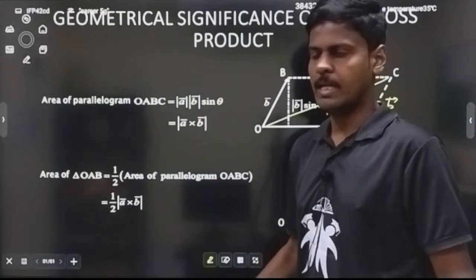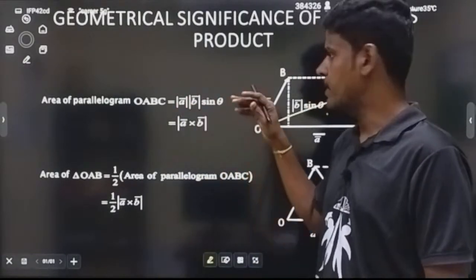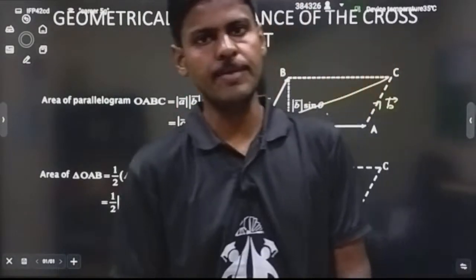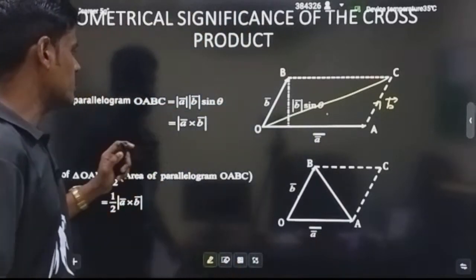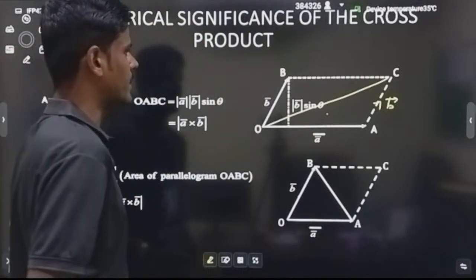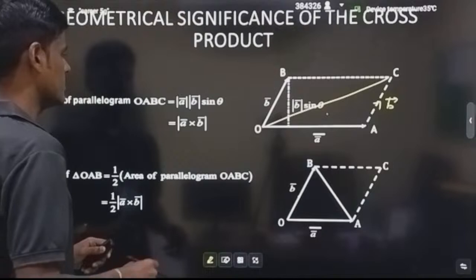These two are correct when a vector and b vector are given as sides of the parallelogram. Suppose we know the diagonals of the parallelogram, say D1 and D2.